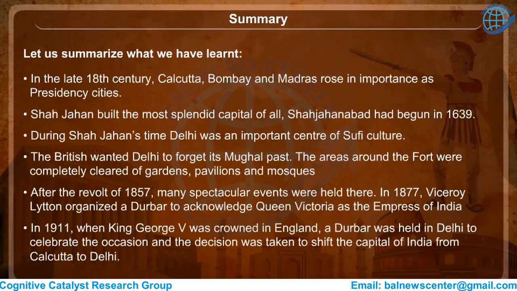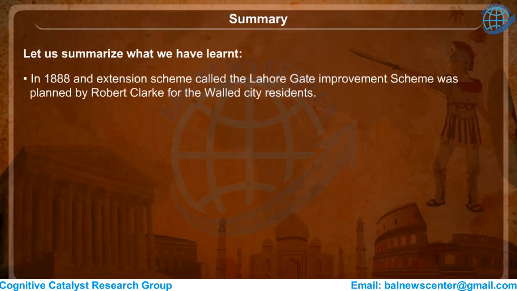In 1911, when King George V was crowned in England, a darbar was held in Delhi to celebrate the occasion, and the decision was taken to shift the capital of India from Calcutta to Delhi. In 1888, an extension scheme called the Lahore Gate Improvement Scheme was planned by Robert Clark for the walled city residents.